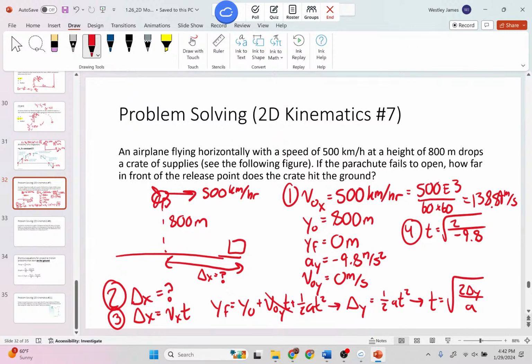We think of this problem. Our final height is 0. Our initial height is 800. 0 minus 800 is negative 800. So the negatives cancel out. Everything works out. It should work out. So we get a time of a number: square root of that thing times that.